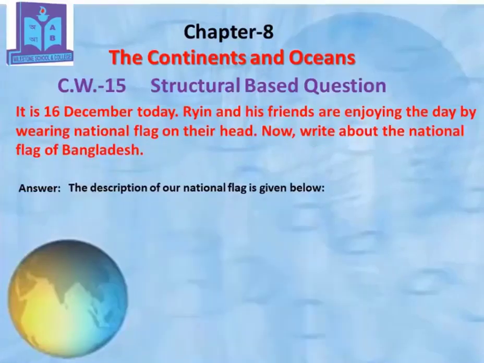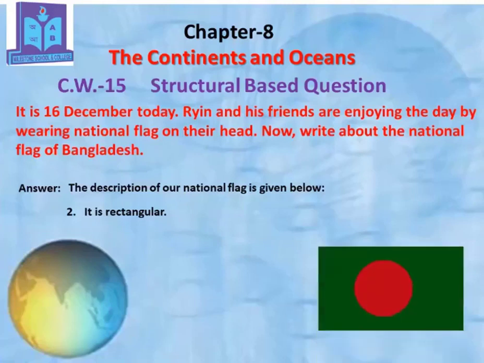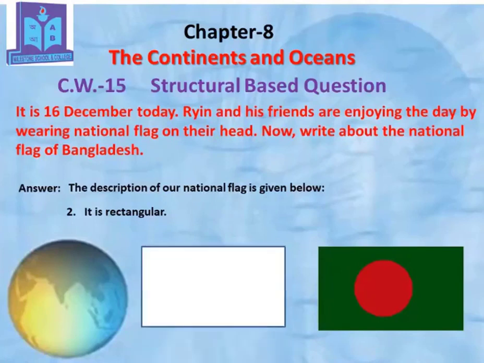Now look, second point: it is rectangular. Rectangular means what? It is a difficult word we learned in the previous class. Rectangular is one kind of quadrilateral where opposite sides are equal and every angle is a right angle. Look, this is the national flag of Bangladesh and the shape is rectangular. It is just like this shape. Every angle is a right angle.